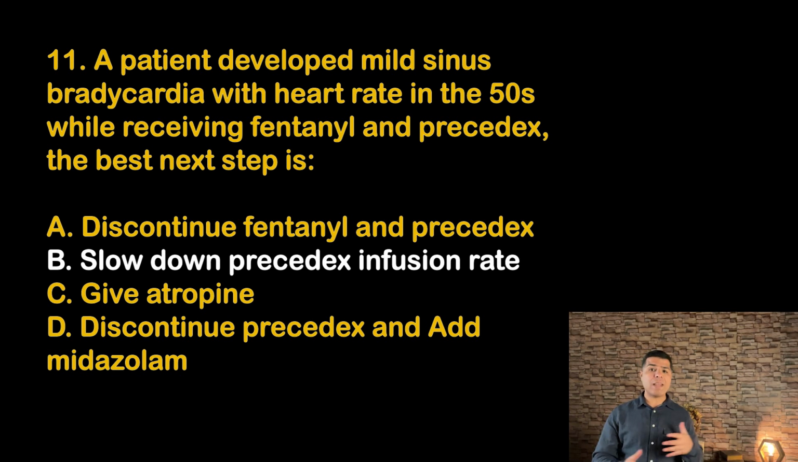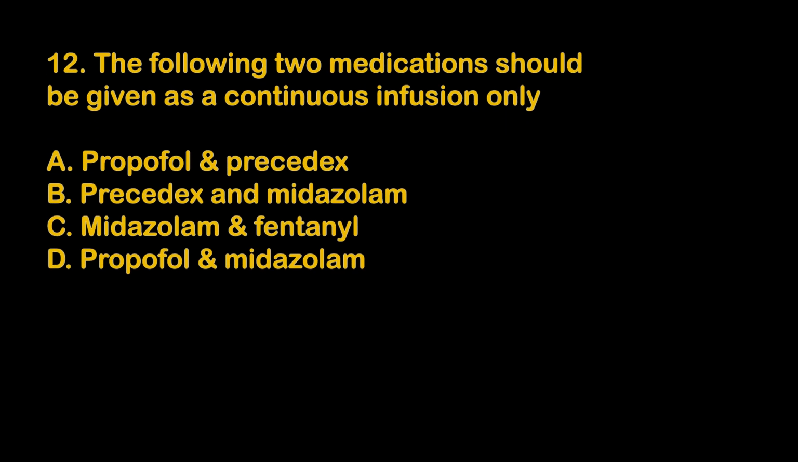Now, fentanyl can definitely cause bradycardia, but we cannot leave the patient without at least some analgesia and sedation, and precedex should be suspected first as the culprit agent, as we just mentioned in the previous question. Now, atropine can be given if profound bradycardia develops, and adding midazolam can be considered, but think about using propofol first if more sedation is still required. How about question 12? Let's see that question.